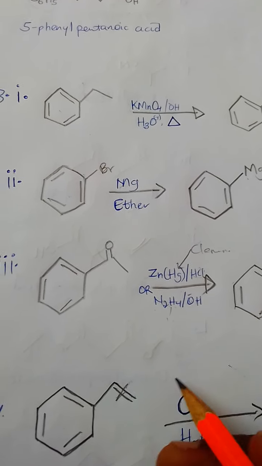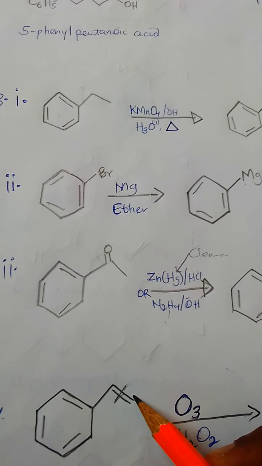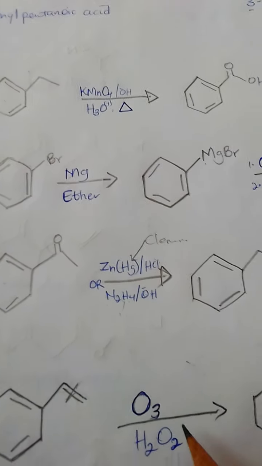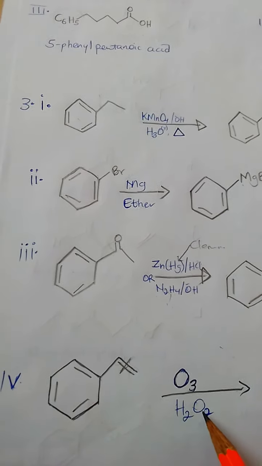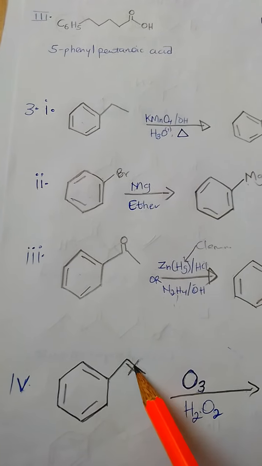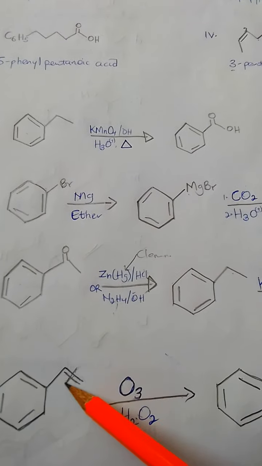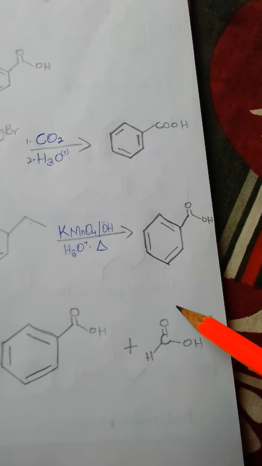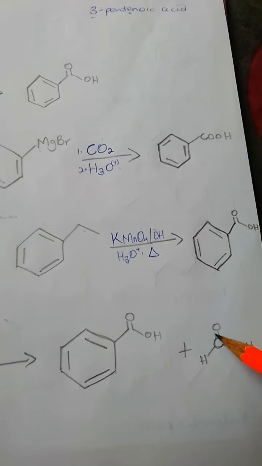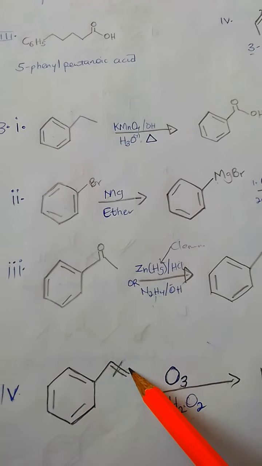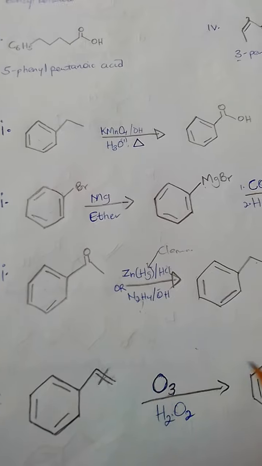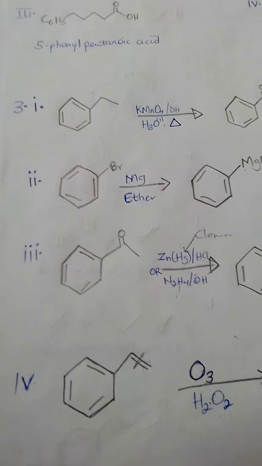ozone and peroxide, it cleaves this side and the carbon here forms an acid and this one too forms an acid. So use ozone and peroxide on alkenes, you tend to cleave this double bond. You form benzoic acid as one part and the other part will form a formic acid. So this part will form a formic acid because it is just one carbon, then this side will form a benzoic acid. That is the point of connection to the benzene ring.